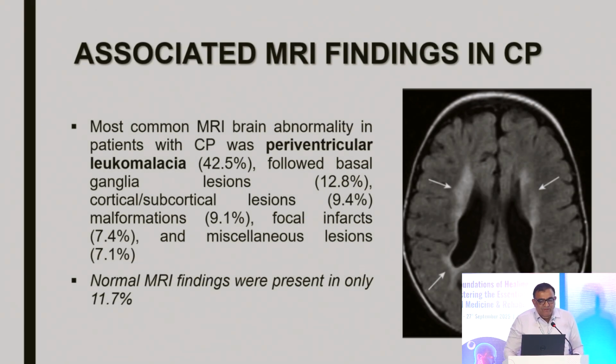Regarding the MRI findings in CP, the most common finding is periventricular leukomalacia, which is seen in 42.5% of the cases, followed by basal ganglia lesions, cortical and subcortical lesions, malformations, focal infarcts and miscellaneous lesions. In this study, normal MRI is seen in 11.7% of the cases, but in other papers, CP cases might have a normal MRI in 10 to 15% of cases.